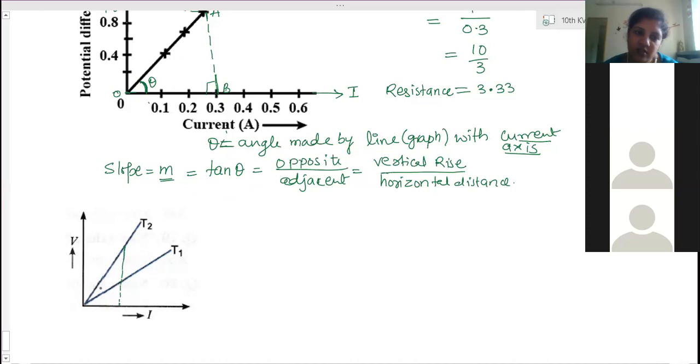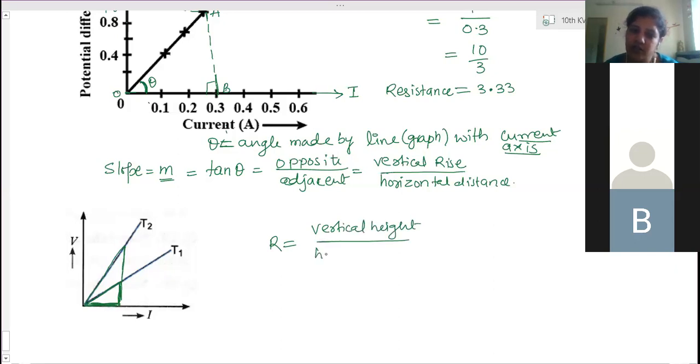Now see here, on T2, the base is the same for both of them. There are two right triangles. For finding the slope of T1, we need to take this triangle. And for finding the slope of T2, we have to consider this triangle, right? So in this case, the horizontal distance is the same in both cases. Is it right? Yes, ma'am. What about the vertical distance? For both of them, resistance is equal to vertical height by horizontal distance.